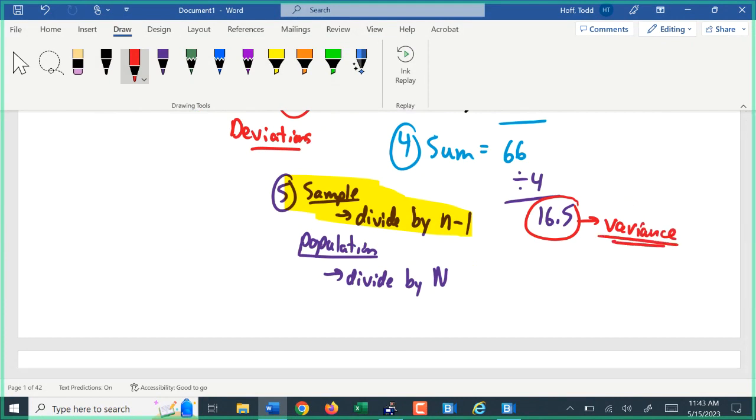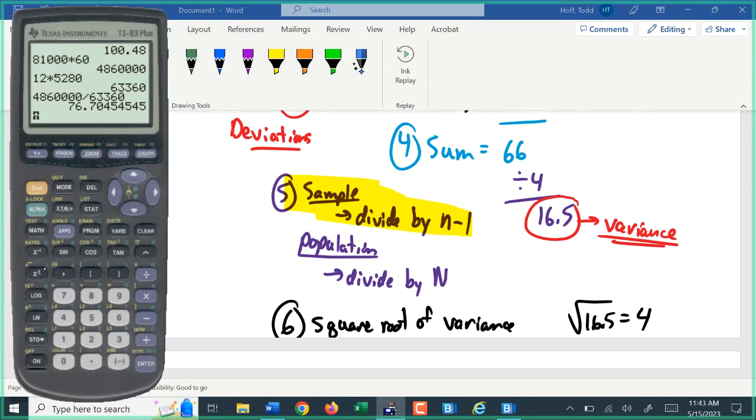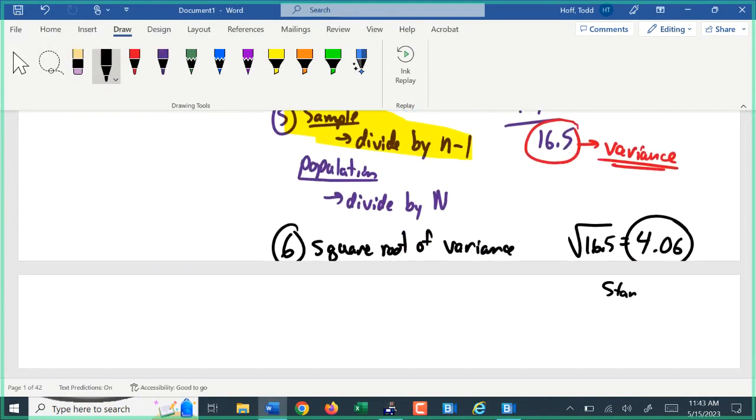In advanced statistics, the variance is more useful, but in basic statistics, we tend to use the standard deviation. So we need to do step 6, which is the square root of the variance. So that'd be the square root of 16.5, which is going to give us 4.06. That is our standard deviation. And remember, what that really meant was, on average, that's how far each number in this sample is away from the mean. So a little over 4 units away from the mean on average for our numbers in this sample.